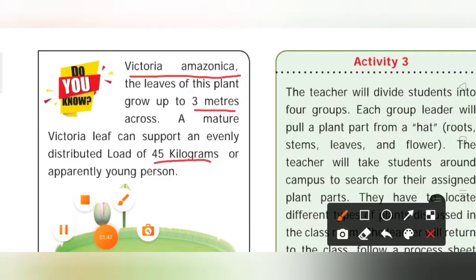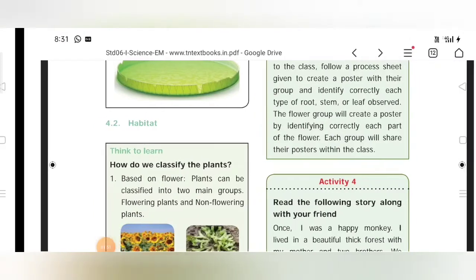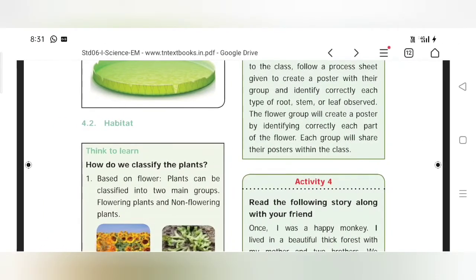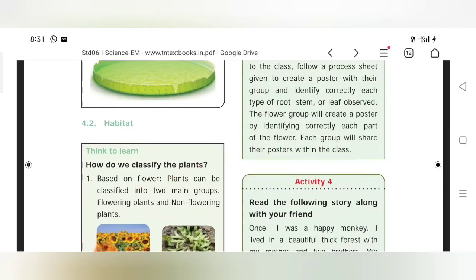Today's topic is habitat. What is it? Habitat. Today's topic is habitat. So, just brush up your memory. What is a habitat? You might have studied it in your lower classes, right, children? Just brush up your memory.